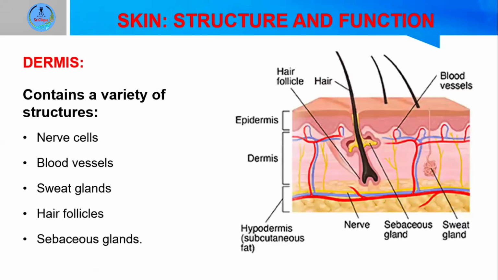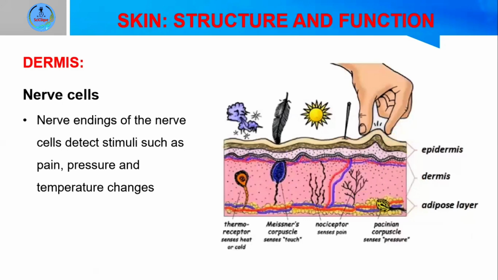Now, moving on to the second bit, and that is with regards to the dermis. The dermis has a lot of the structures that are present within the skin, so we are going to focus a lot of our attention here. This is where you have structures such as the nerve cells, the blood vessels, the sweat glands, hair follicles, and the sebaceous glands. So let us discuss each one of these, starting with the nerve cells. As stated before, the nerve endings of the nerve cells detect stimuli, changes. This has to do with temperature changes, changes in pain, pressure, touch, etc. These are then relayed to the brain for interpretation.